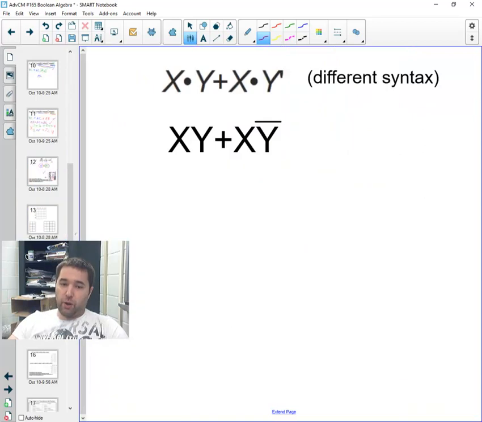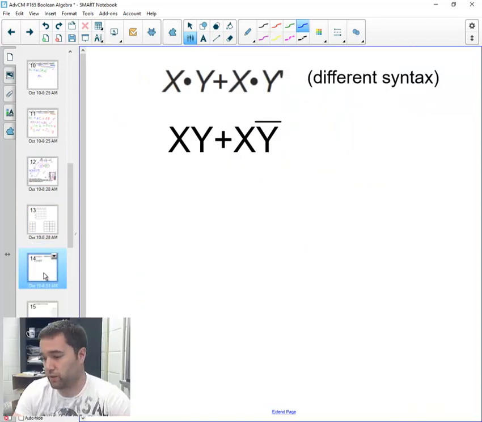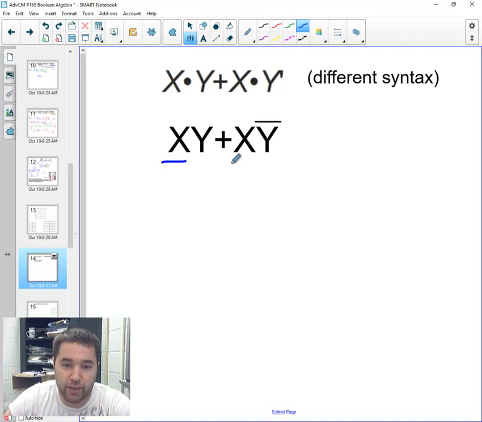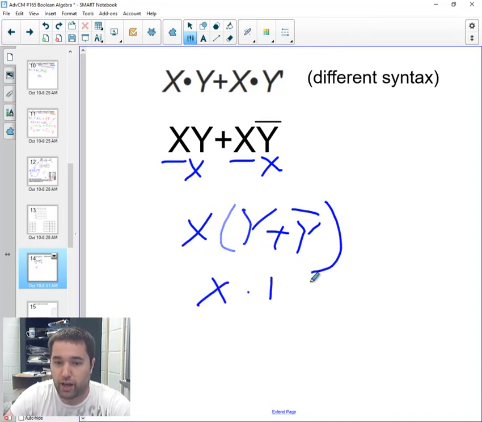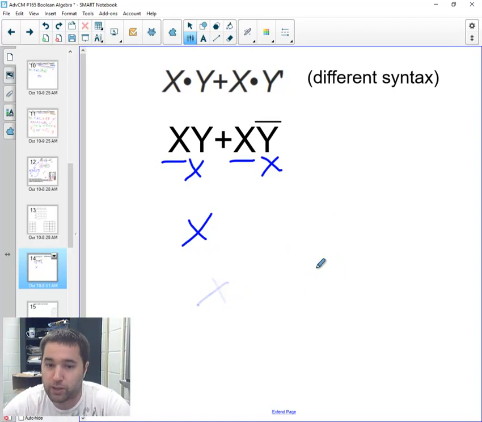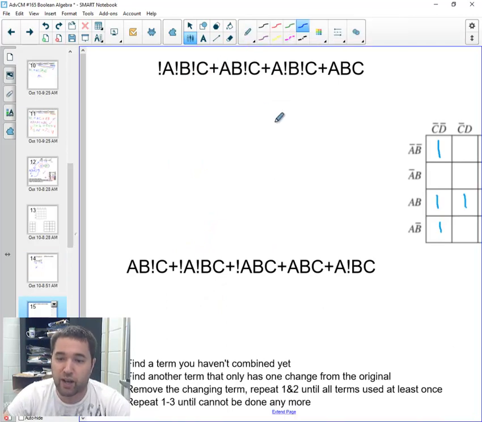Let's do another one. And another one. What you should have seen is that you have X here, Y here, Y here. I crossed out the X's because they cancel out because we factor out the X. We're left with Y plus Y not. But Y plus Y not is 1. 1 times X is just X. And of course, we don't need to write that because we can just simply skip right to X. So good job if you got that right. If you didn't, that's fine.